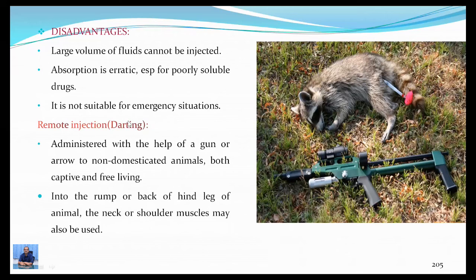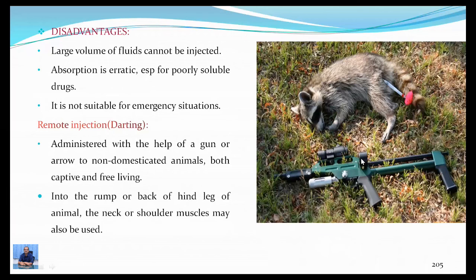Another thing, in the case of the intramuscular route only, is remote injection, also known as darting. Here you can see some jackal, an animal. This is a dart gun. This is one of the techniques used by veterinarians working in the zoo, because the animals cannot be restrained so easily, and they are not caged either. So a needle with a syringe is fixed in the dart gun, then administered to the animal.